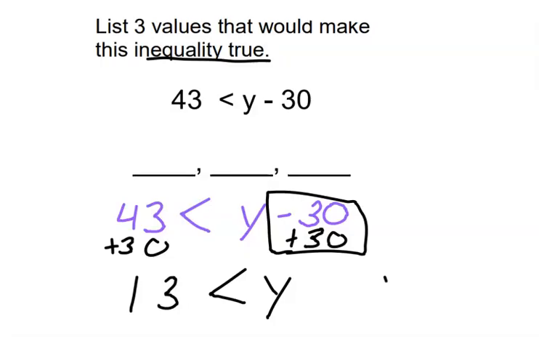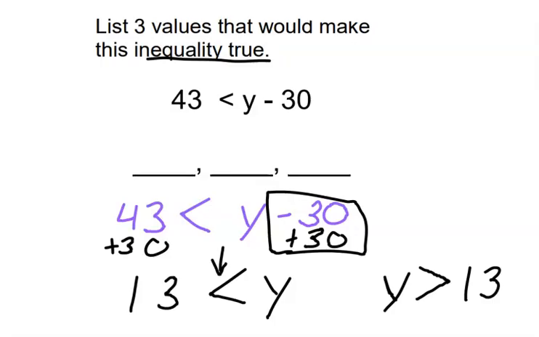I also like to write it so the variable is always first. So I'm going to put y is and then change the direction of this inequality sign because it has to stay the same as far as the direction towards the variable. So y is greater than 13. Okay, so basically, can it be exactly 13? No, it does not have that little equal sign, so we cannot do that.